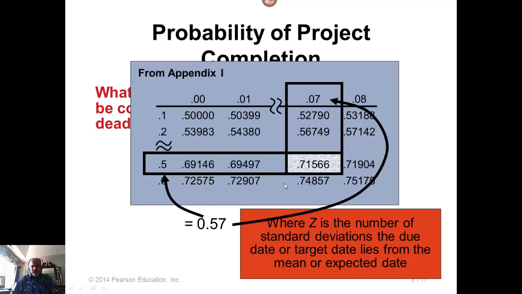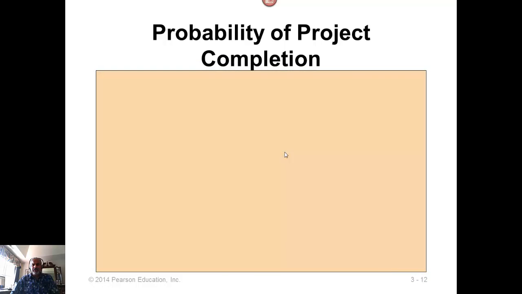0.57 gives you the probability. This is the cumulative probability, in other words, the probability that we can complete the project in 16 weeks. If you do 1 minus this, that will give you the probability that we will not be able to complete the project in 16 weeks.